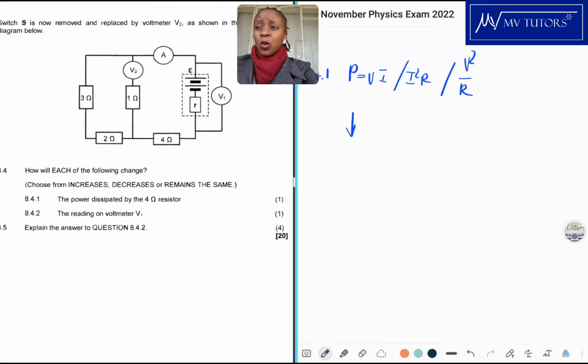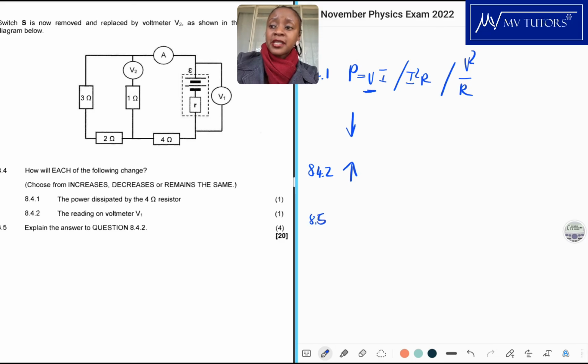They didn't ask us why the power would decrease, but I would say that because V2 is introduced, in series with the potential difference at resistor 4, it actually divides, so your voltage before would be much higher than the voltage after V2 is added. And so your power would decrease because your voltage decreased. So that's 8.4.1, and then 8.4.2, the reading on voltmeter 1, well, that will increase.